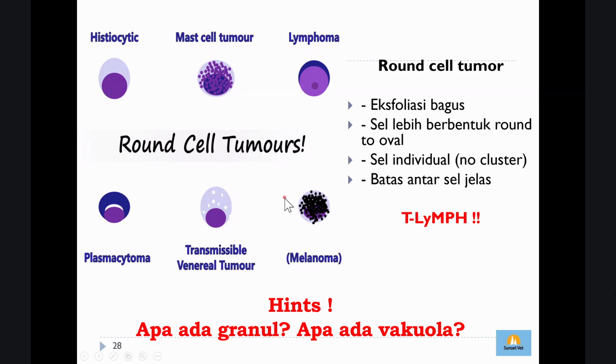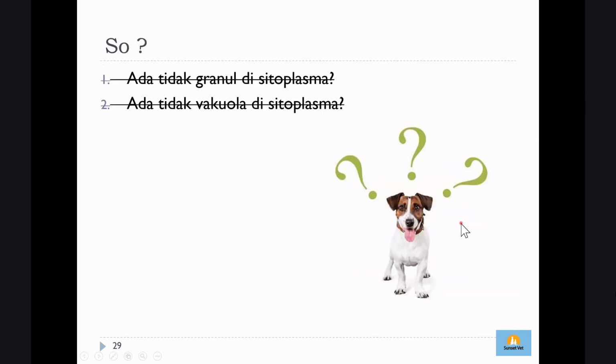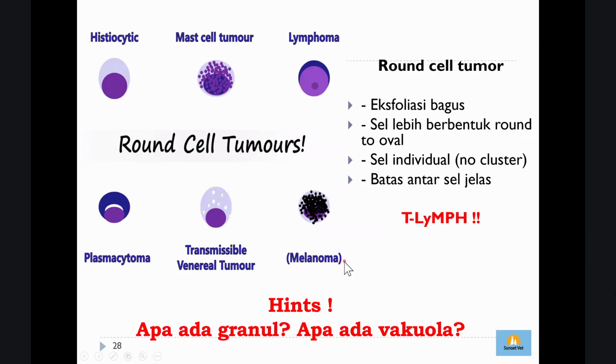Then how do we differentiate between this and another cell? Let's discuss after this. The things that you need to remember: round cells have the abbreviation T-LYMP: transmissible venereal tumor, lymphoma, and then the mast cell, plasmacytoma, and the histiocytic. Okay, so the first hint: is there any granules or is there any vacuoles?